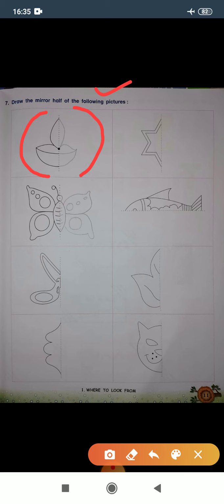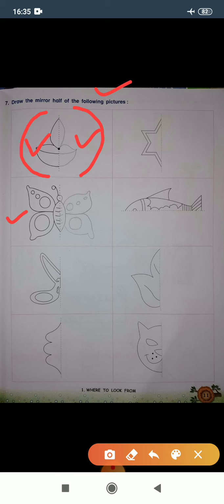That means both the sides, from left side to right side, look the same. It is called a mirror half. So you can observe this diagram. I have already made the diya, then this butterfly. With the help of a pencil you can complete this mirror half picture.